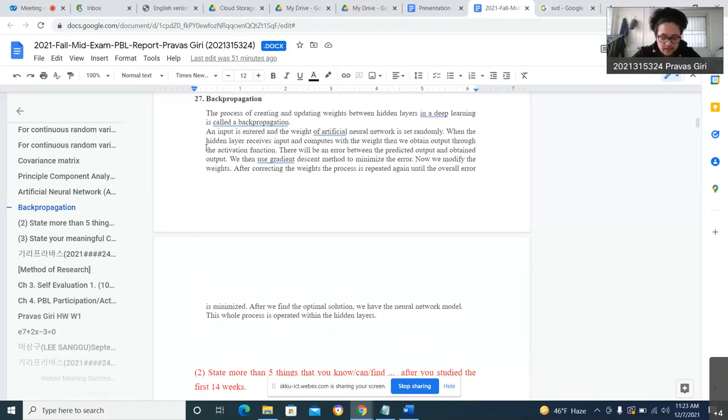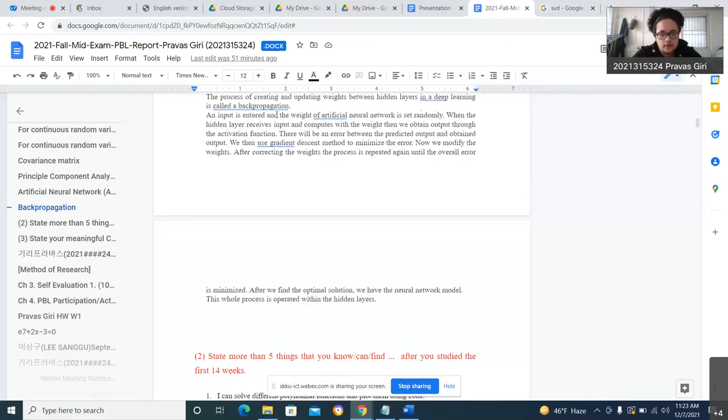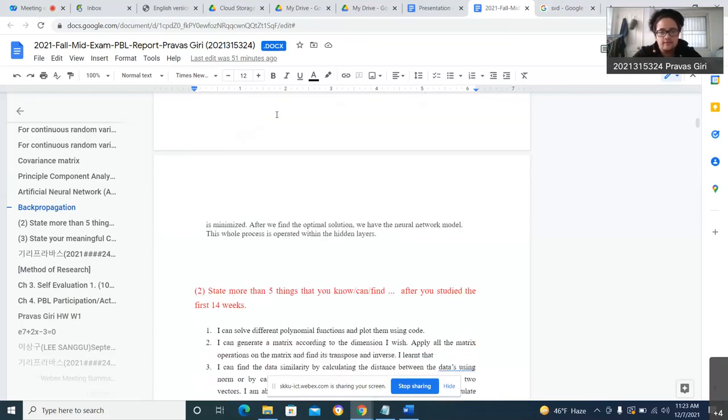When the hidden layer receives an input and it is computed with the weights, then we obtain an output through the activation function. There will be an error between the predicted output and the obtained output. Here we use the gradient descent method to minimize the error. And now we modify the weights, which is basically what we call backpropagation. So these are the main things that we have learned in this whole 14 weeks.